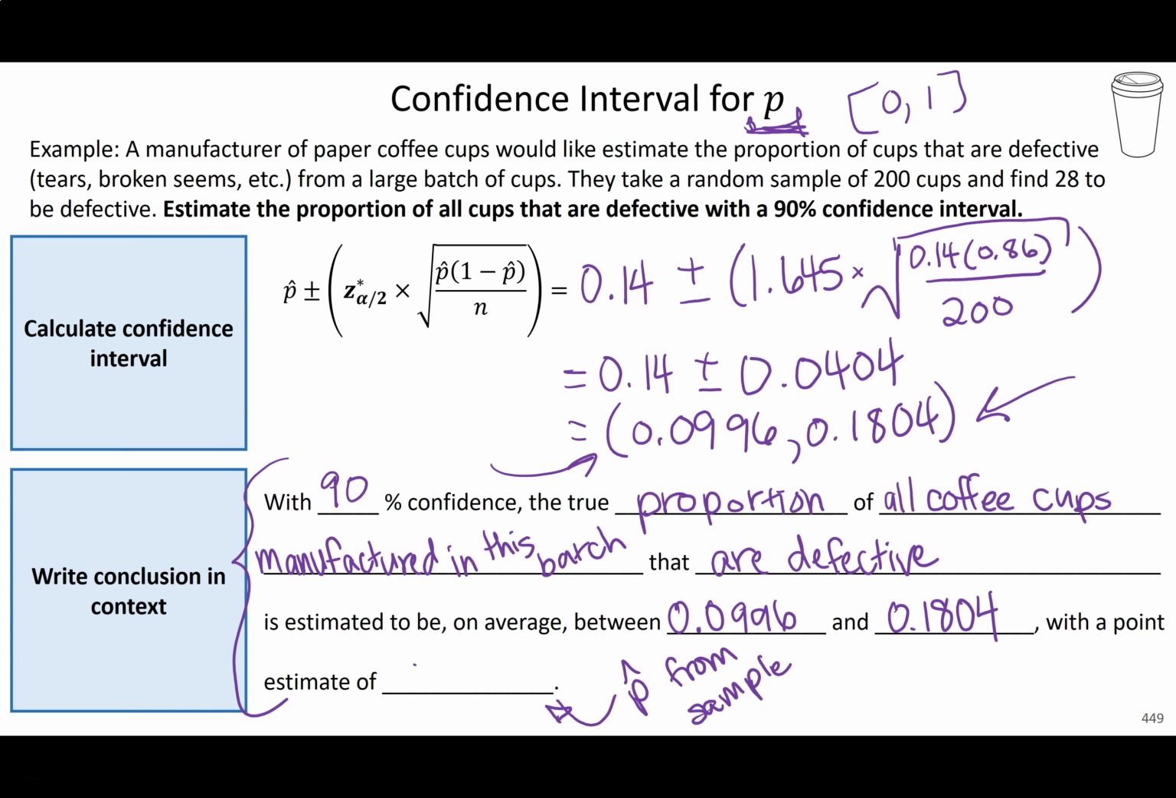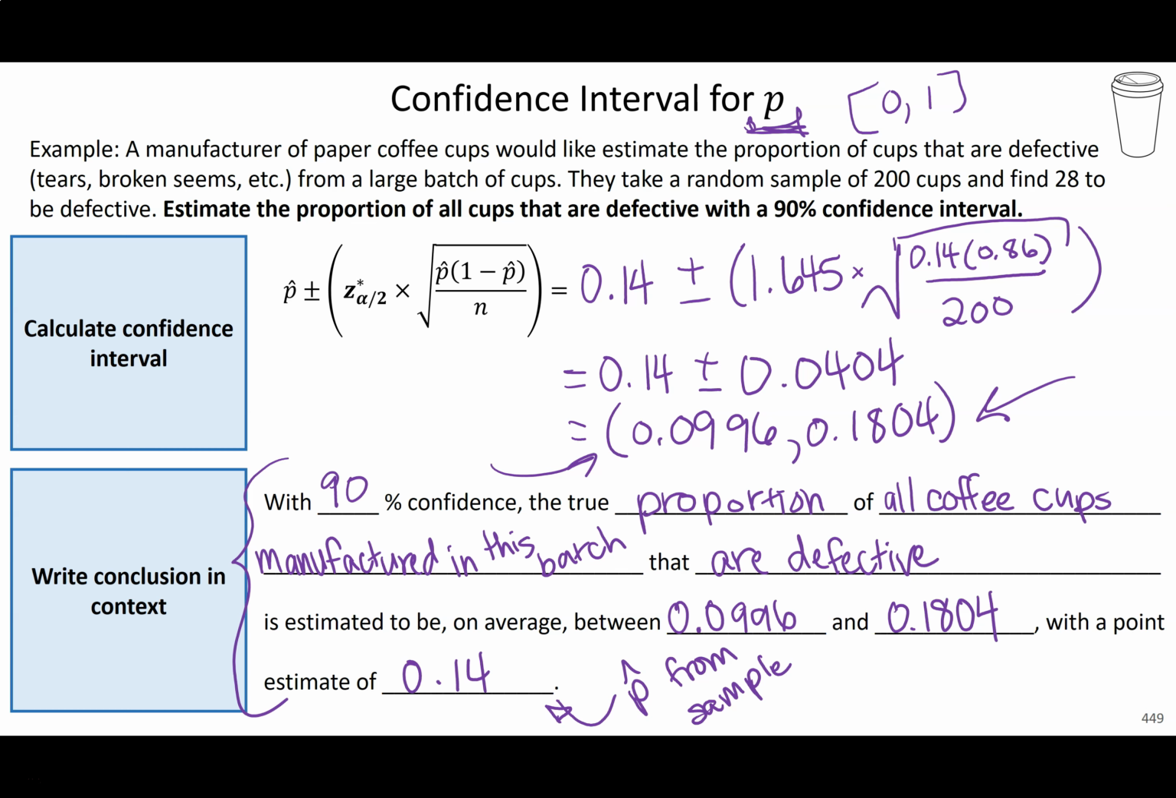So what did I see in the sample? Of 0.14. So to just reiterate here, with 90% confidence, the true proportion of all coffee cups manufactured in this large batch that are defective is estimated to be between 0.0996 and 0.1804, with a point estimate of 0.14.